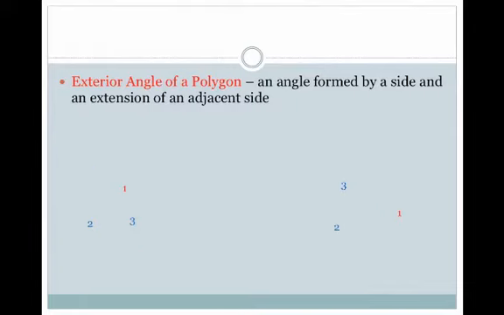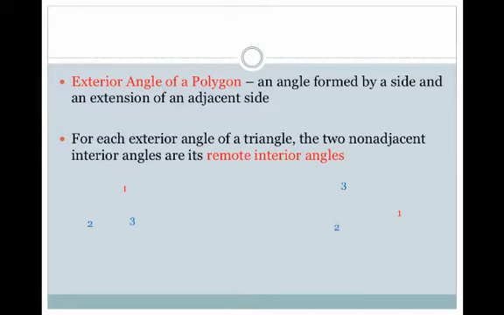Okay, your next theorem says that an exterior angle of a polygon is an angle formed by a side and an extension of an adjacent side. So that's the exterior angle of a polygon. You'll see a picture of that in just a second. And for each exterior angle of a triangle, the two non-adjacent interior angles are its remote interior angles.